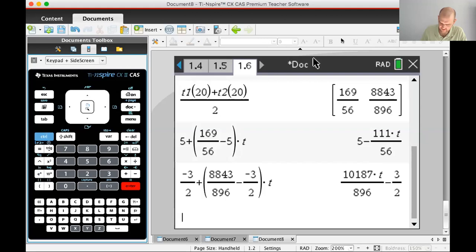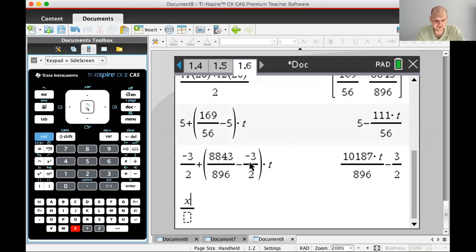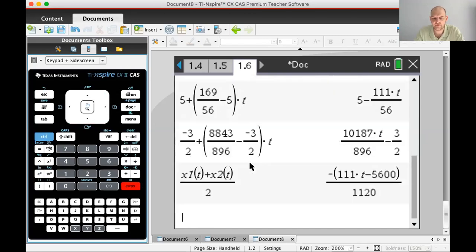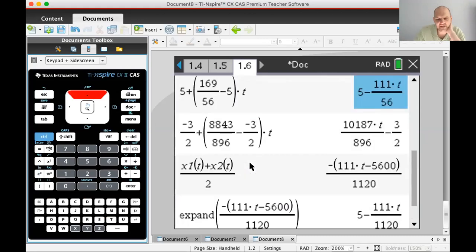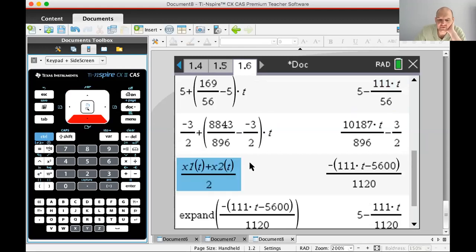0 to 20. So my other thought was that I feel like I should just be able to average the equations, right? Like the parametrics. So I think I should be able to get the same-ish result by doing x1 of t plus x2 of t divided by 2. And let me expand that. So 5 minus 1. So it's got a different denominator. Why is that?